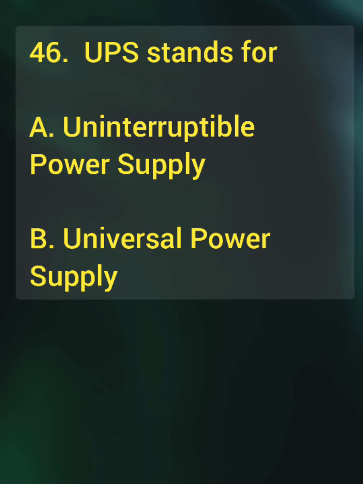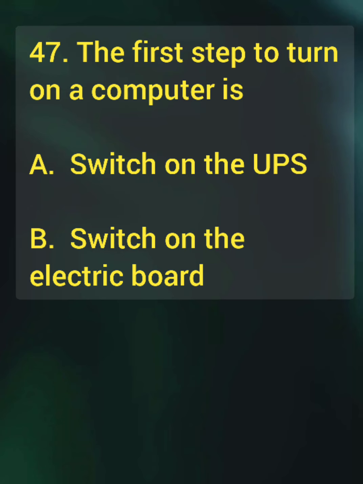UPS stands for option A, uninterruptible power supply. Option B, universal power supply. And the answer is option A, uninterruptible power supply. The first step to turn on the computer is option A, switch on the UPS. Option B, switch on the electric board. And the answer is option B, switch on the electric board.